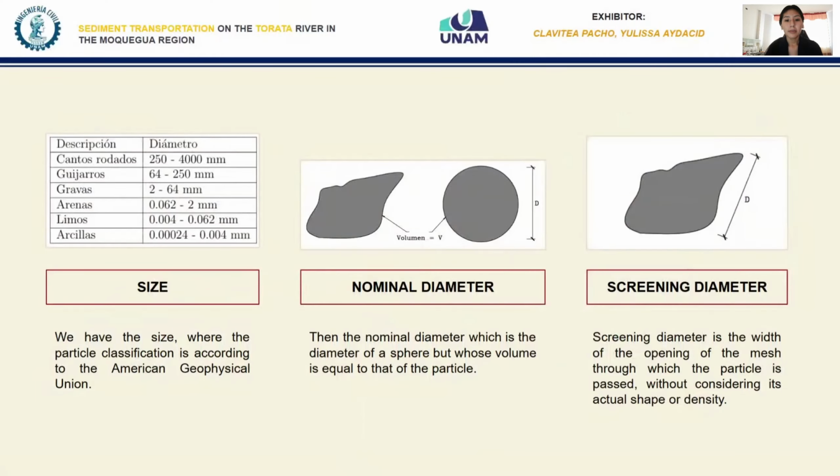Sediment properties. We have the size, where the particle classification is according to the American Geophysical Union. Then the nominal diameter, which is the diameter of a sphere whose volume is equal to that of the particle. Screening diameter is the width of the opening of the mesh through which the particle passes, without considering its actual shape or density.